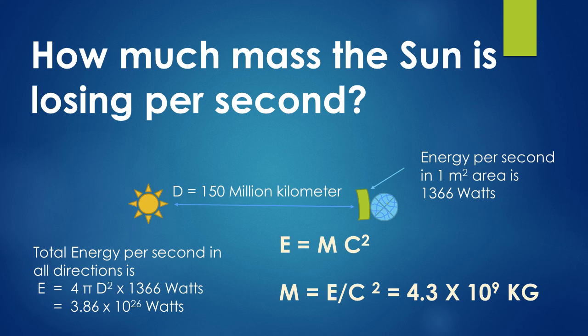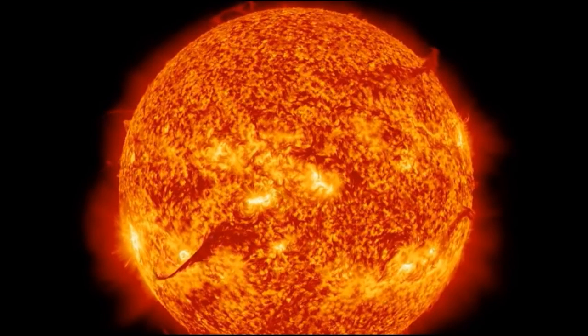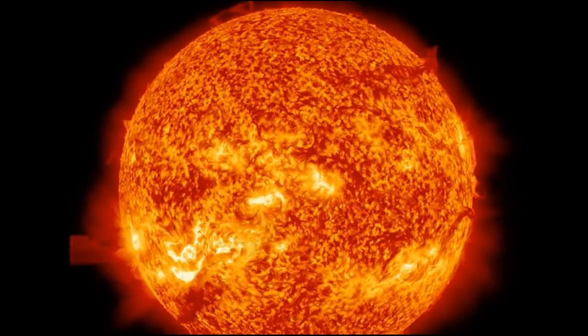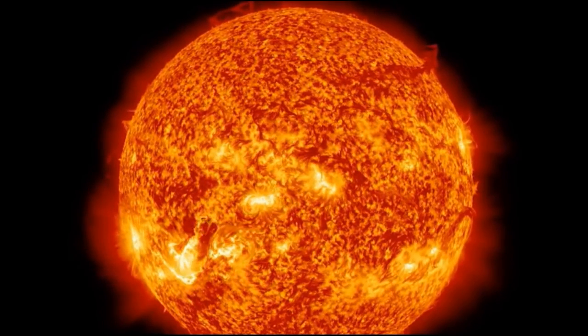At the distance of the Earth, the solar constant is 1366 watts per square meter. This radiation being isotropic, that is, equal on all sides, the total energy radiated per second is 3.86 times 10 to the power 26 watts. Now, using Einstein's equation E equals mc squared, where E is the energy generated, m is the mass used and c is the velocity of light, we get m as 4.3 million tons. So, the sun loses 4.3 million tons of mass per second to produce the energy it radiates.